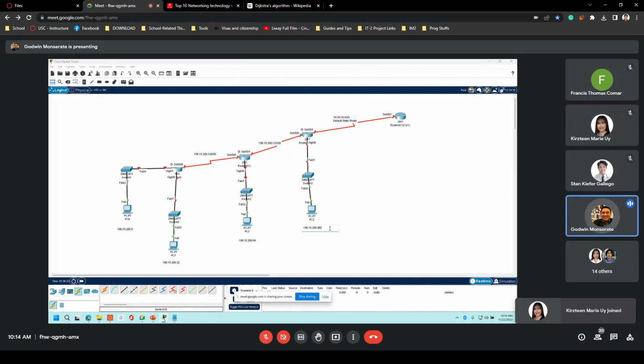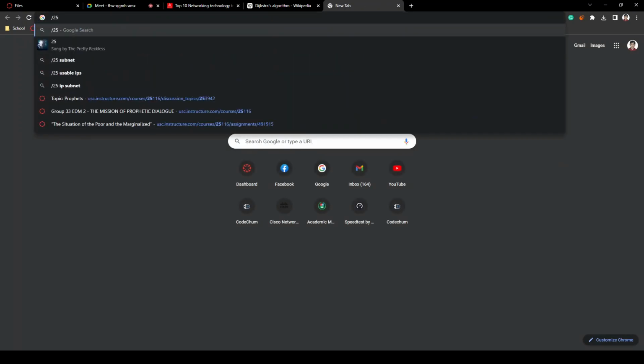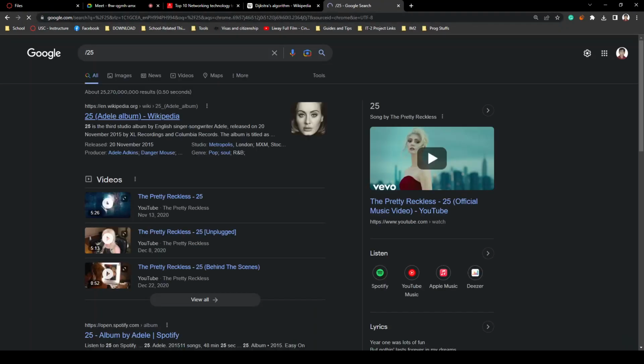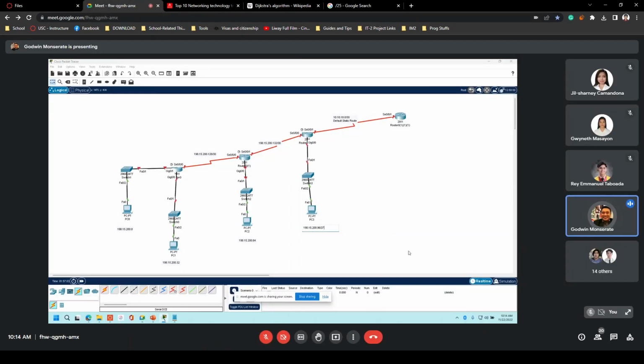What is the subnet mask here? Look at the pattern in the numbers: 0, 32, 64, 96. What is your increment? 32. So 32 is the increment. If 32 is the increment, what would be the subnet mask? Slash 27, sir. /27. Very good.